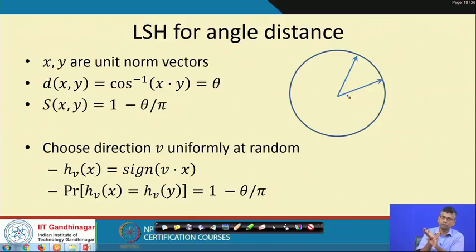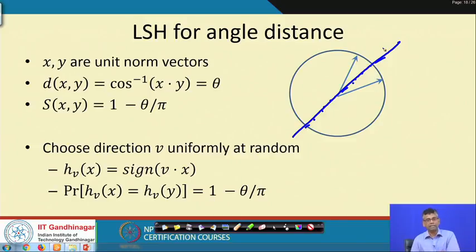So, I could as well think of choosing the hyperplane instead of choosing the vector v randomly. Okay. So, when does a hyperplane give you different signs for x and y? The hyperplane gives you exactly different signs for x and y when the hyperplane passes through the angle between x and y, right. That means that when the vector is chosen such that the corresponding hyperplane passes through this angle between x and y, at that point sign of v dot x is different from sign of v dot y.